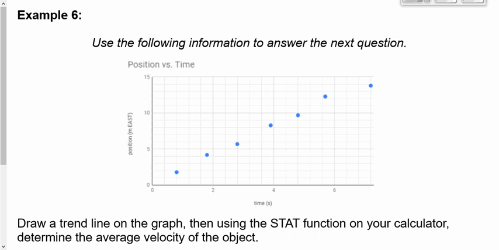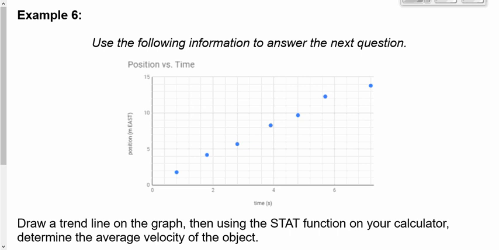So it says, use the following information to answer the next question. And the next question says, for this position time graph, draw a trend line on the graph, and then using the stat function on your calculator, determine the average velocity of the object. So this is like data that you would have collected for your lab, right? Except in your lab that you handed in this morning, Google Sheets spat out for you the slope of the graph, which is nice. Back in the day, we'd have to draw a line of best fit and then calculate the slope of that graph. Now it just electronically does it all for me.